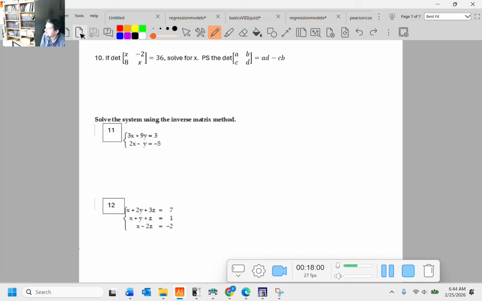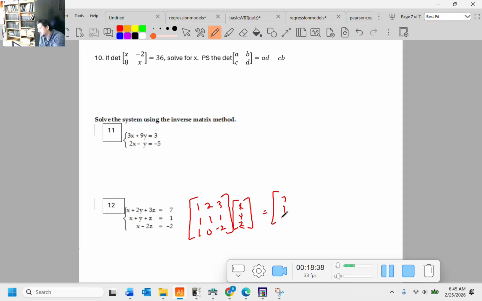The inverse method uses the idea of inverses being opposites to come up with an answer. This is about x, y, and z. If you took a matrix that had x, y, and z and multiplied it by the inverse, this matrix times some matrix x, y, z, notice that 0 there because there's no y, would be equal to 7, 1, -2. That's how this works.